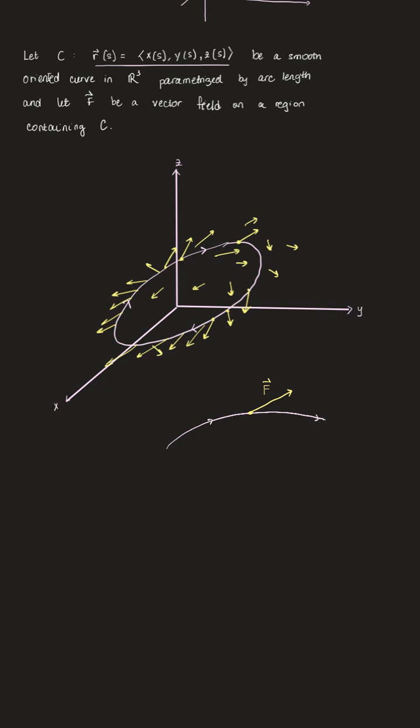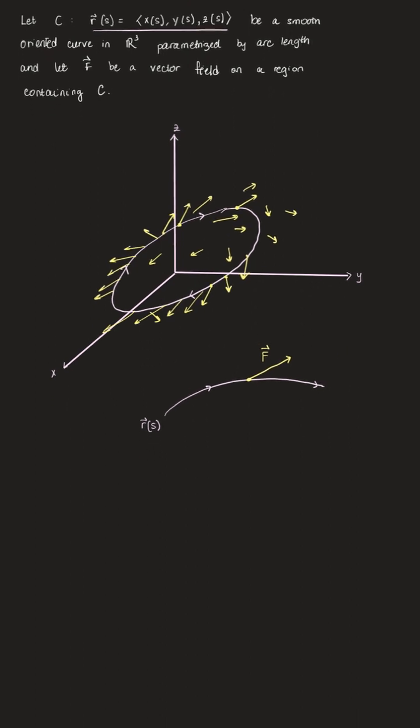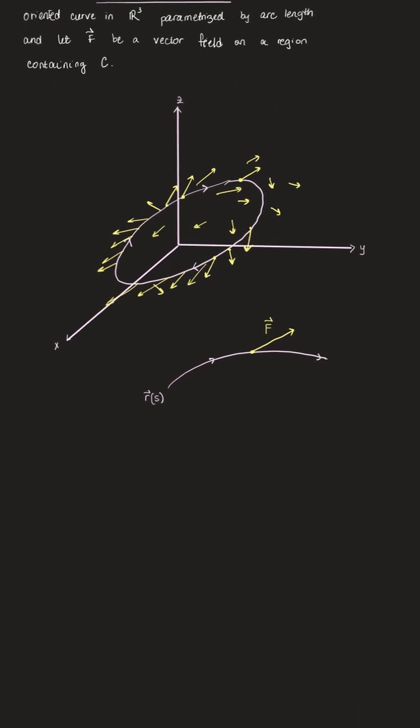So it looks like this and parametrized by its arc length. And I want to know, how do I measure the alignment of this vector along this curve? Well, the first thing that we do is we think, all right, the object that gives me the direction of my curve is the tangent vector, the unit tangent vector.